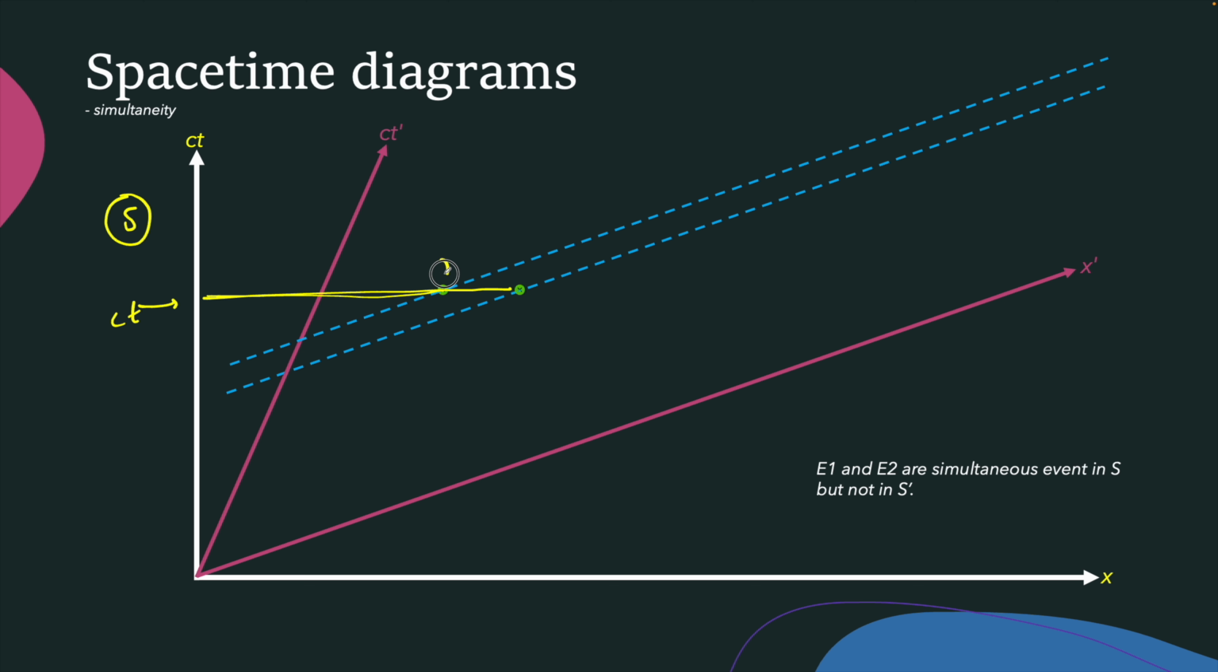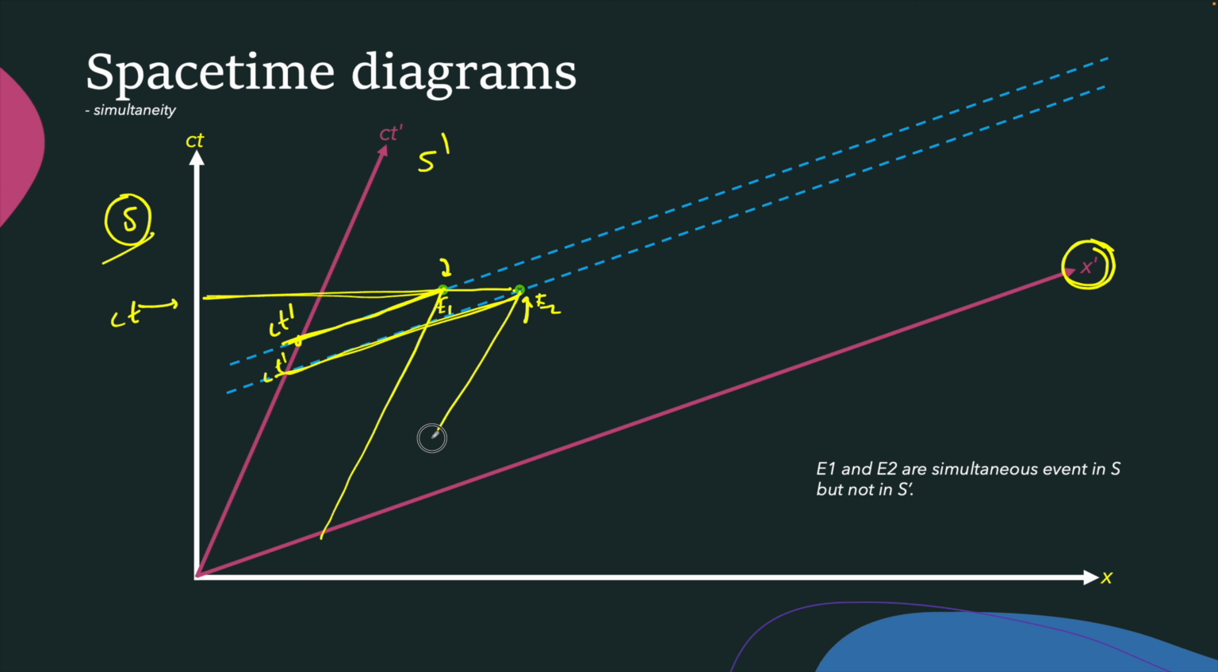To locate these events on CT prime frame, you're going to draw parallel world lines to your X prime frame. I repeat, these two events are simultaneous with respect to your S frame, but they're not simultaneous with respect to your S prime frame. But how do you find that? So you're going to draw parallel lines to X prime frame to locate the coordinates on CT prime frame. Instead, if I have to locate these events, E1 and E2, on X prime frame, then you will draw parallel lines to your CT prime frame, right? That's it. Let's solve this problem.